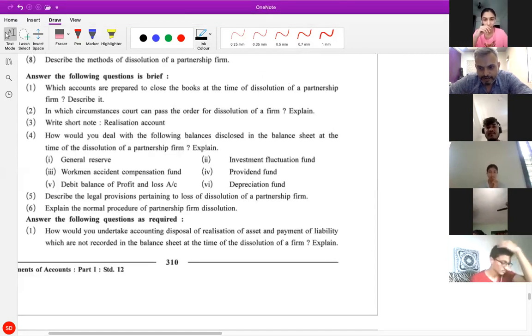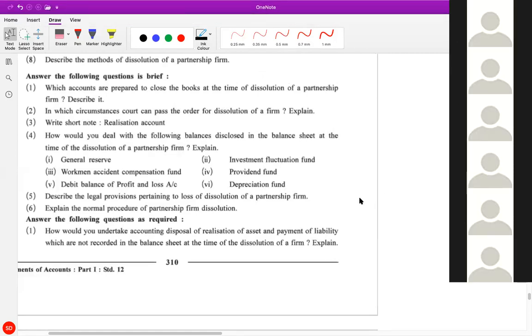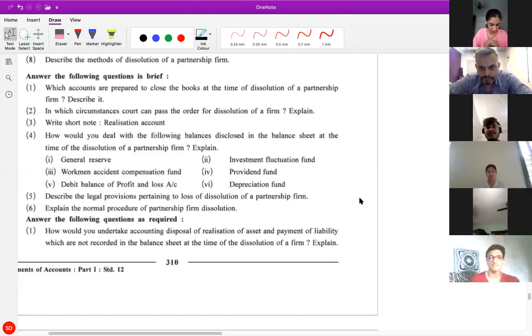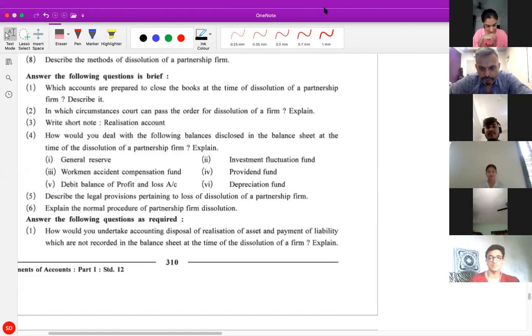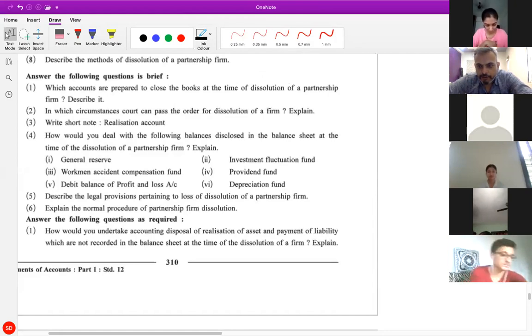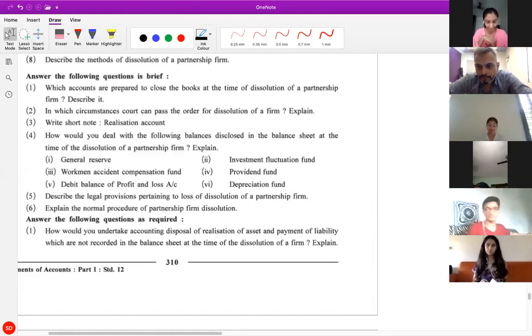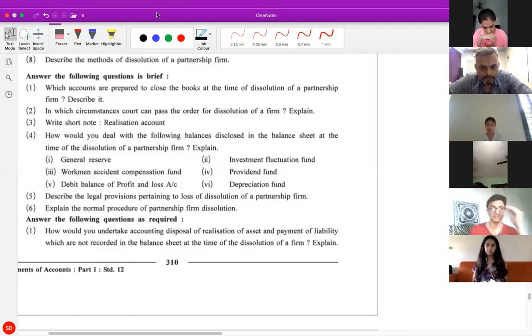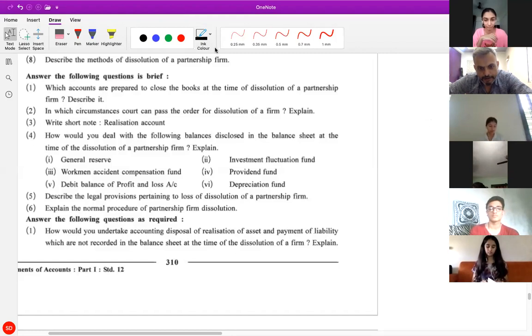Now इन्वेस्टमेंट फ्लक्चुएशन फंड का क्या करेंगे? सब लोग किसी का इंतजार कर रहे हो जवाब देने में? जवाब दो ना भाई, तुम्हारे हाथ में कंट्रोल है, पावर इज इन योर हैंड। अनम्यूट करके जवाब दो। Sir, balance of investment fluctuation fund will be credited to partners capital account. वेरी गुड। नाउ जिन्होंने एक बार जवाब दे दिया प्लीज अब जवाब मत देना, बाकी सबको चांस दो। ओके। थर्ड, वर्कमैन एक्सीडेंट कंपनसेशन फंड का क्या करेंगे हम?